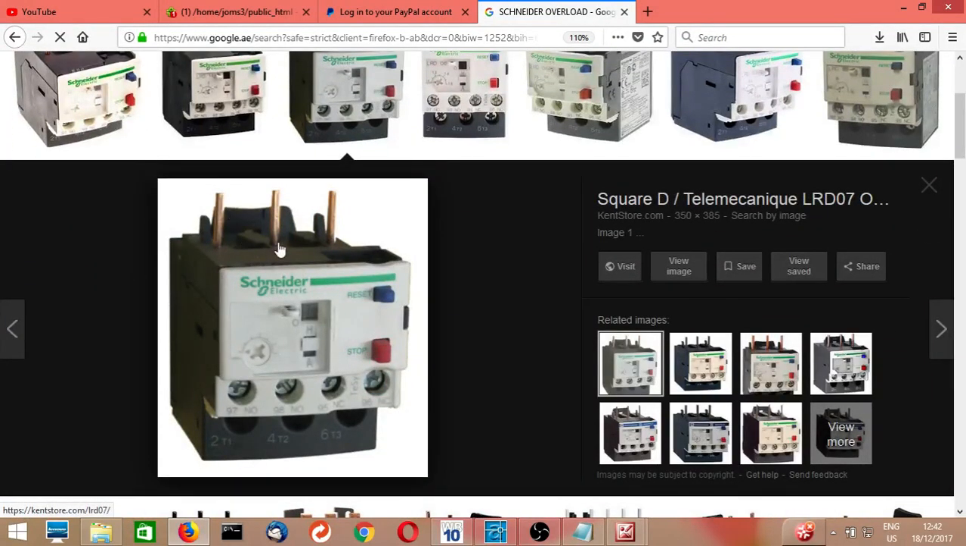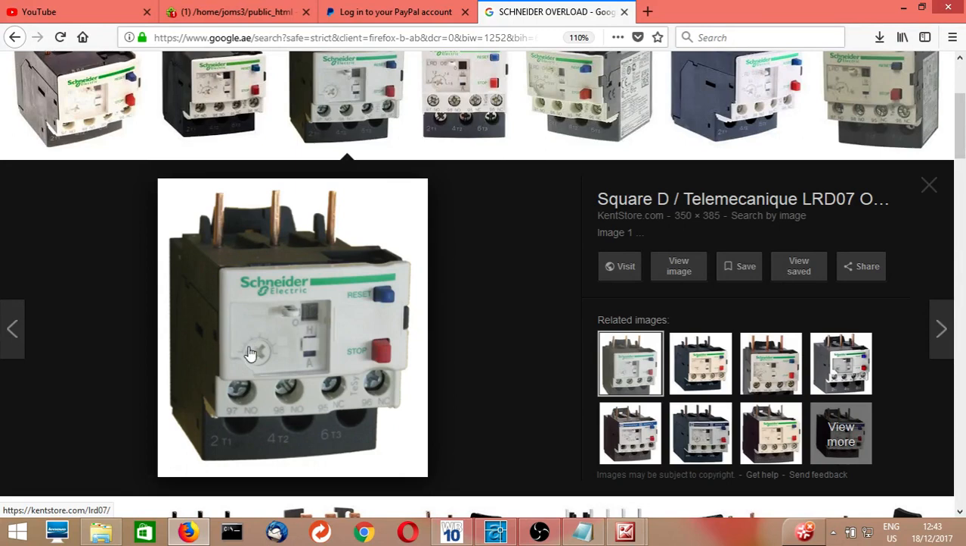This overload also has three phases, and we can connect this overload directly to the contactor. So the current will come to the top side of the contactor, flow through this overload, and then from the bottom side it goes to the motor. So this overload is basically a thermal overload. It can come with some range of setting.